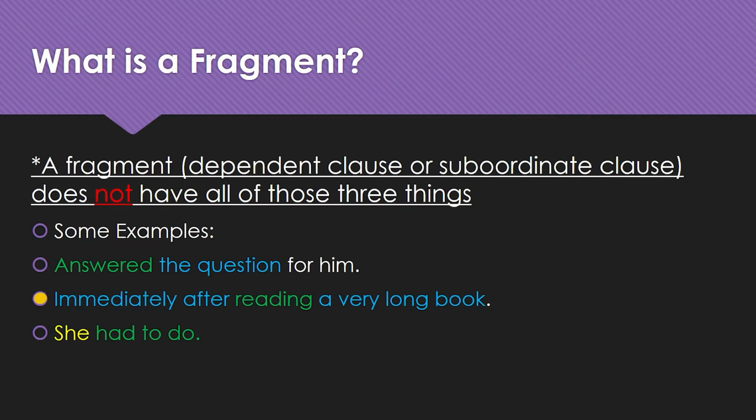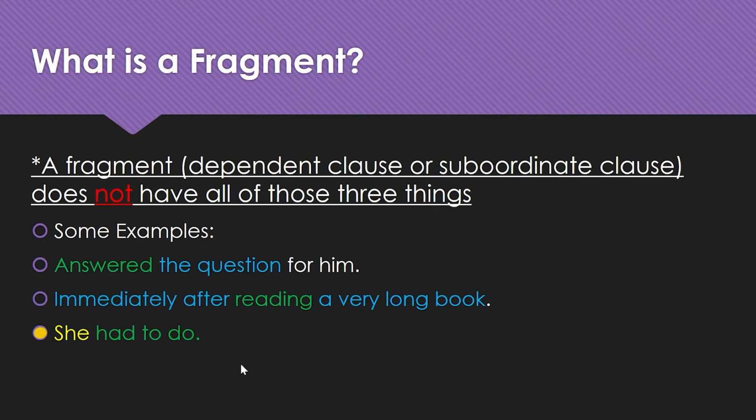The second example we have is immediately after reading a very long book. And so what's happening after reading a very long book? Who's reading the book? And we don't know these things because there's no subject to the sentence, even though it has two supporting details. So immediately after would be answering when, and a very long book is like, what are they reading? A very long book. So it's answering two of those questions, but there's no subject. And so it's a fragment.